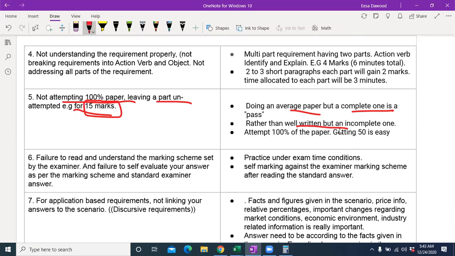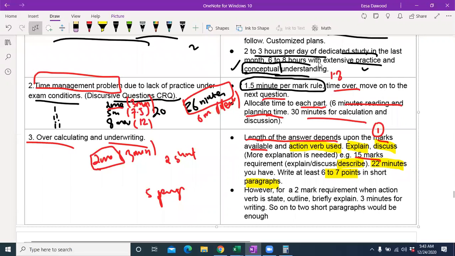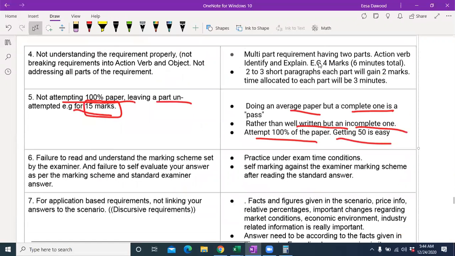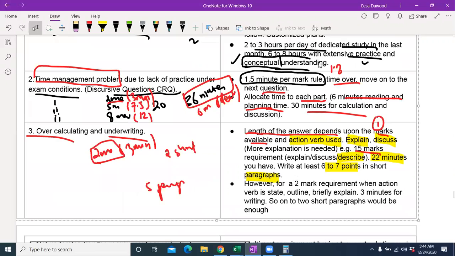So rather than a well-written but an incomplete paper, attempting 100% of the paper will actually help you to get 50. When you attempt 100%, there are more chances that you will get 50 out of it. So getting 50 is easy only when you do a complete but an average paper. But even if you're good with the time allocation and you're not short of time, even a good person, it is time pressurizing. So that's why I'm focusing a lot on that.